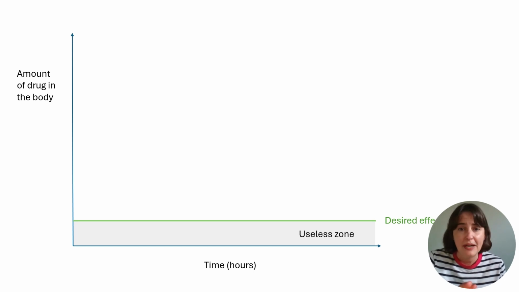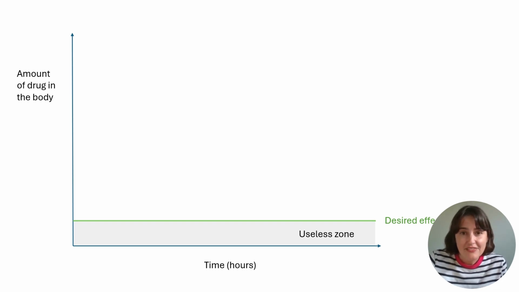So we're going to call this part of the graph below the green line the useless zone, just to drive home the point that if you're going to use a drug, you need to use it at an appropriate dose to cause the desired effect. Otherwise, you're just paying for it and having potential adverse effects.